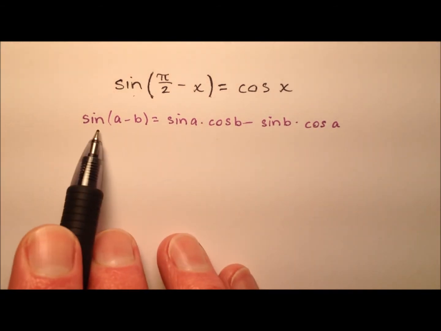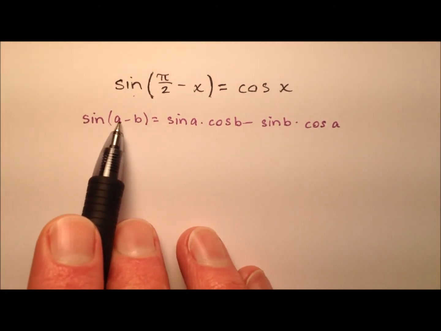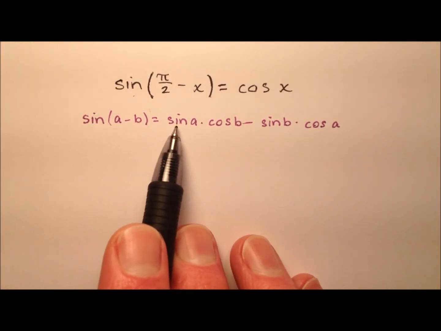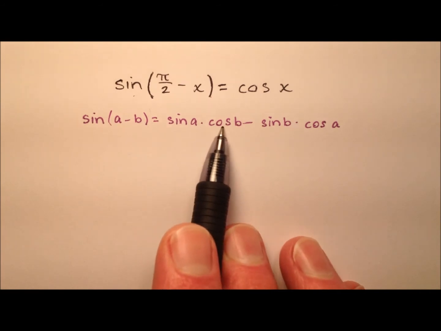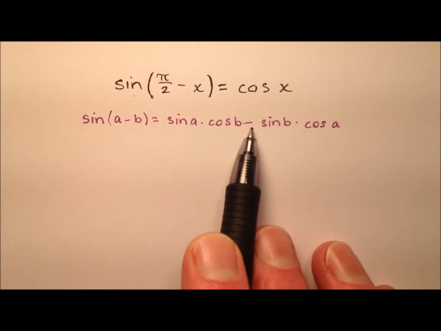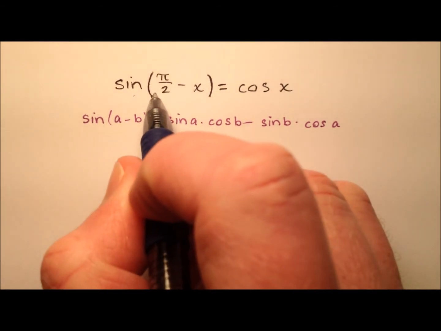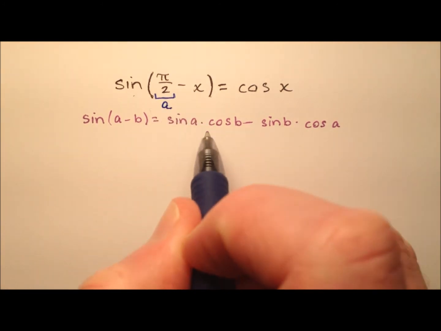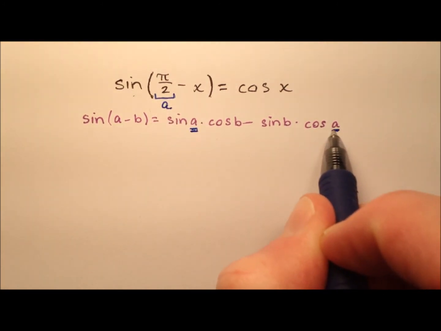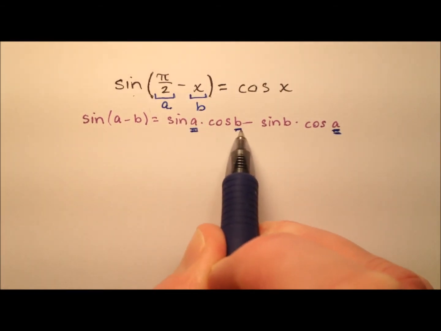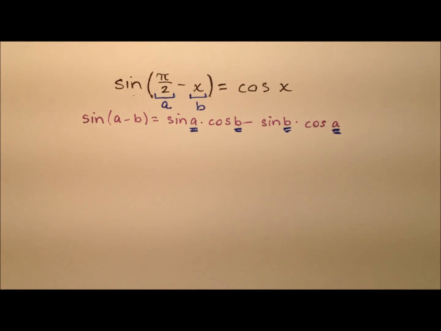The difference identity says that we have the sine of two angles that we're subtracting, A and B, and that expansion is going to be the sine of A, the first angle, times the cosine of B, the second angle, minus the sine of B times the cosine of A. We're going to say that this pi over 2 is my A, which goes here and here, and this x is going to be the B, which goes here and here. Okay, so let's use this expansion and see what we have.